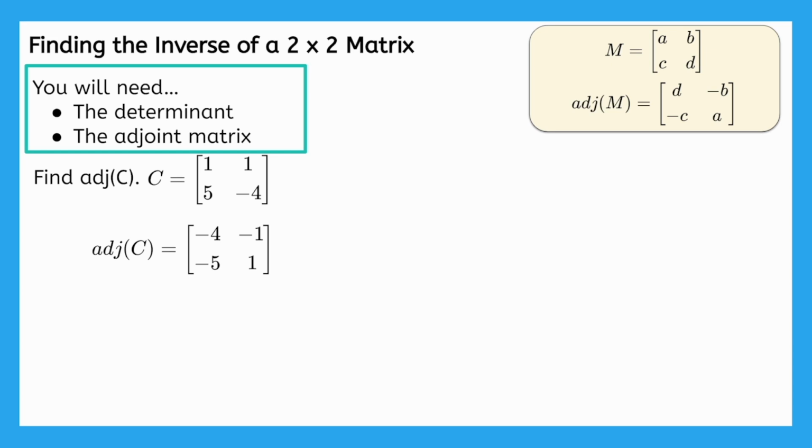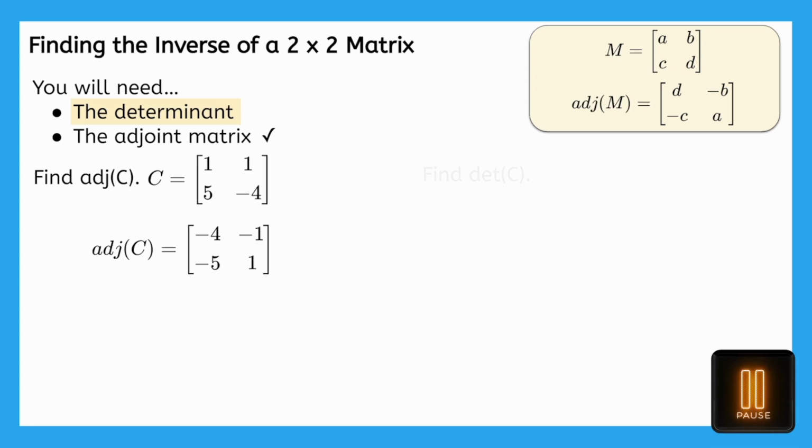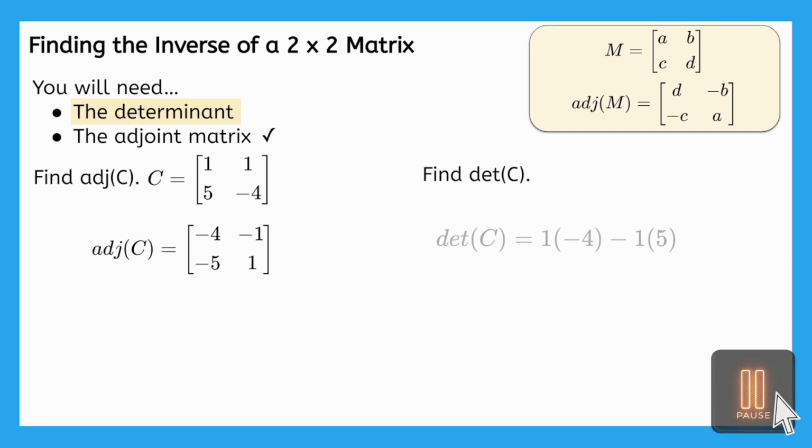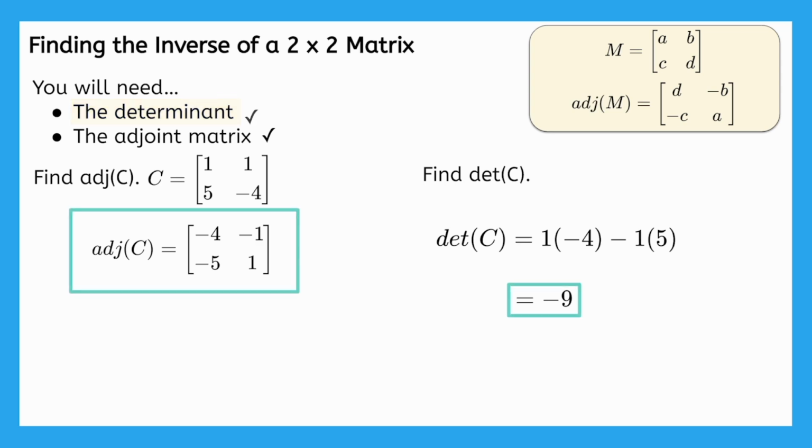Remember, we need the adjoint matrix and the determinant of C to find the inverse of C. Now that we have the adjoint matrix, let's find the determinant of C. Pause the video and find the determinant of C. The determinant of C is negative 4 minus 5, which equals negative 9. Now that we have both pieces of information, we can put this together to find the inverse of matrix C.